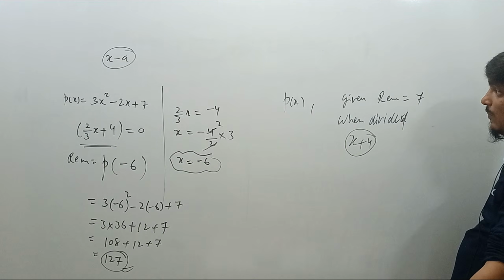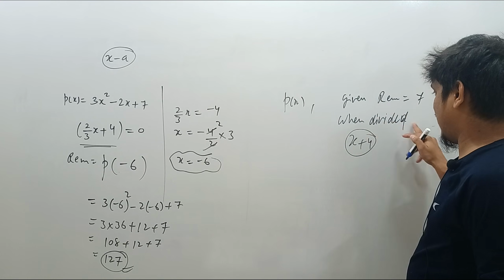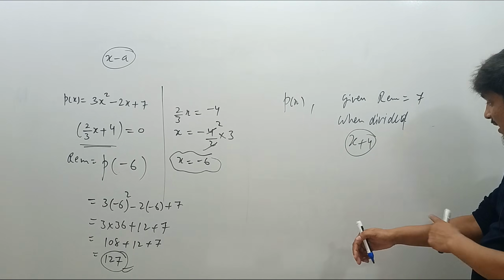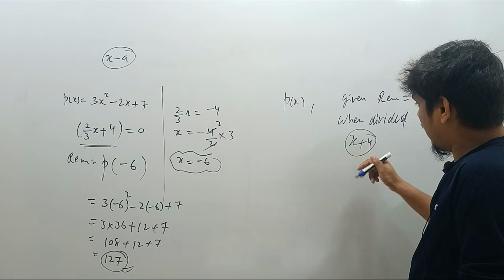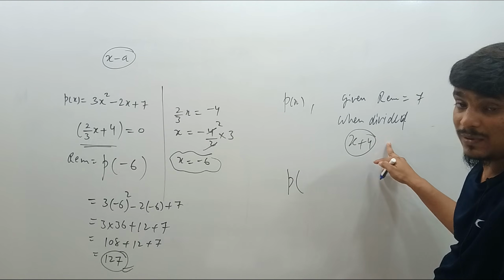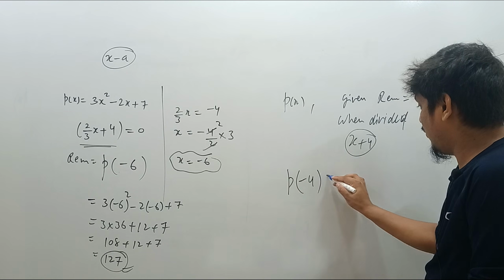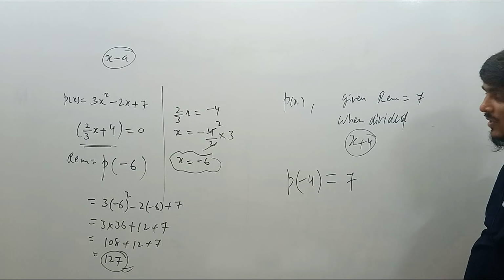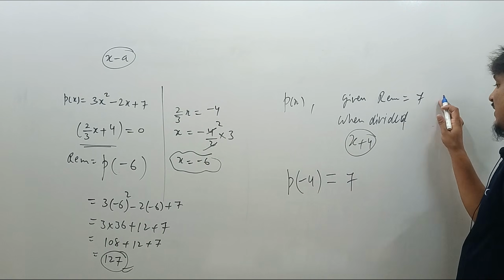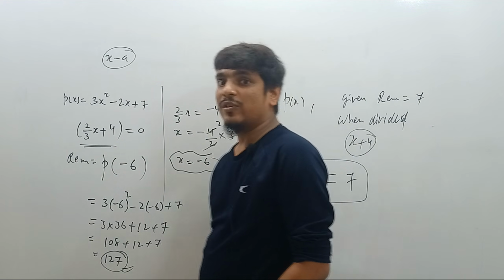If we are given a polynomial in x, and the remainder is 7 when divided by x plus 4, it means that when we divide the polynomial by x plus 4, we are finding the remainder by equating this to 0. x plus 4 is 0 means the x value is negative 4, means at x equal to negative 4 the value of the polynomial is 7. So p(negative 4) is indicating the remainder, which is given as 7. This is a very useful result, and we are going to solve questions based on it.